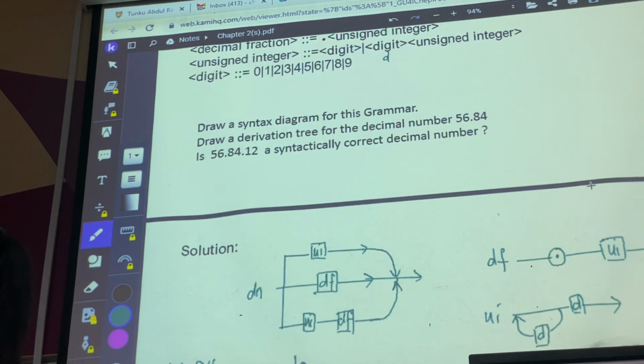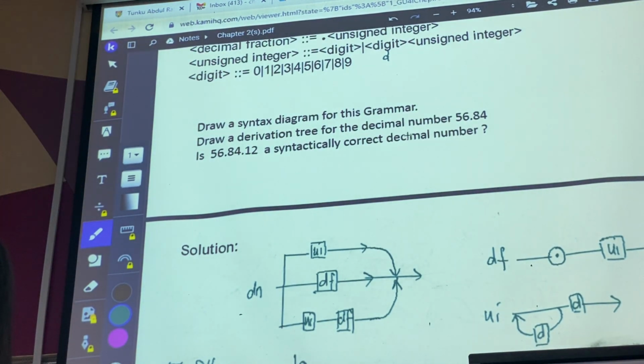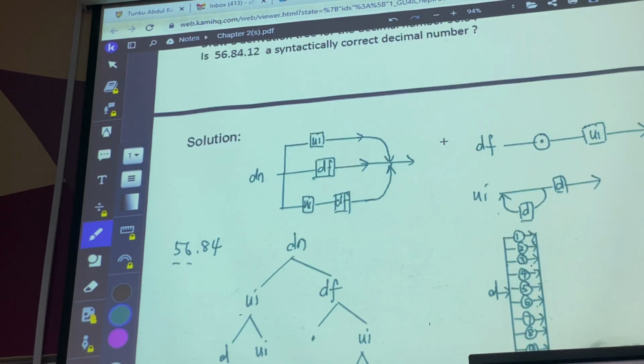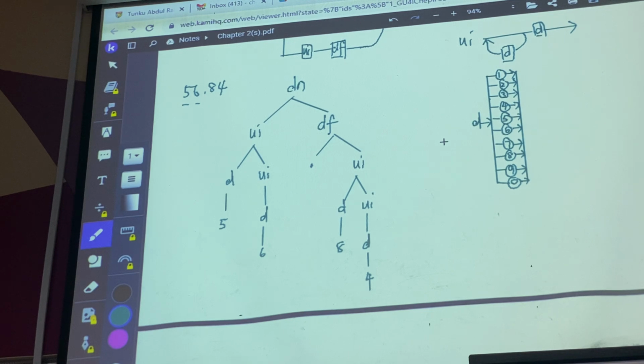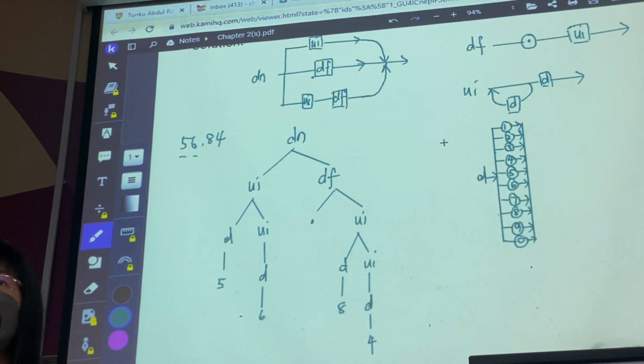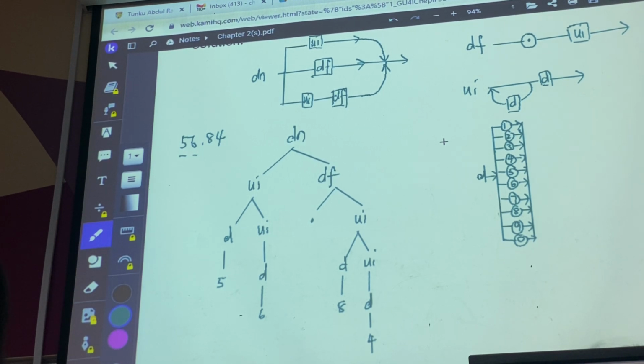The question asks, draw a derivation tree for the decimal number 56.84. So you already get this, right? And the question now is, is 56.84.12 a syntactically correct decimal number? What is your answer? Correct or not? Why? No. What is the reason we say not syntactically correct? Every time you need to justify your answer when you say yes or no, right?